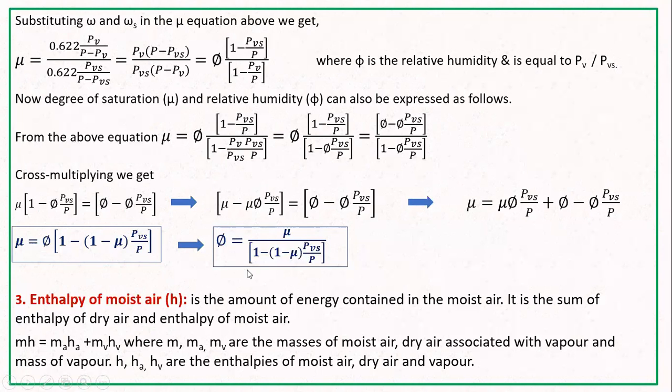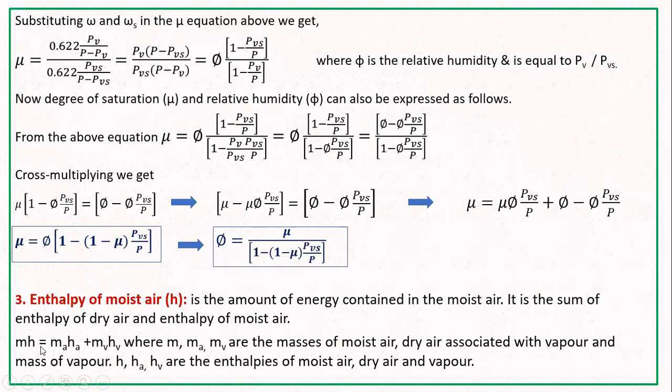This is the expression which gives the relationship between the relative humidity and the degree of saturation. Next, we'll obtain one more expression on the enthalpy of moist air. So what is enthalpy? Enthalpy is nothing but the amount of heat energy contained in the moist air. Moist air is the combination of dry air and water vapor, so enthalpy is the combination of enthalpy of dry air and enthalpy of vapor. So M into h will be equal to Ma ha plus Mv hv.